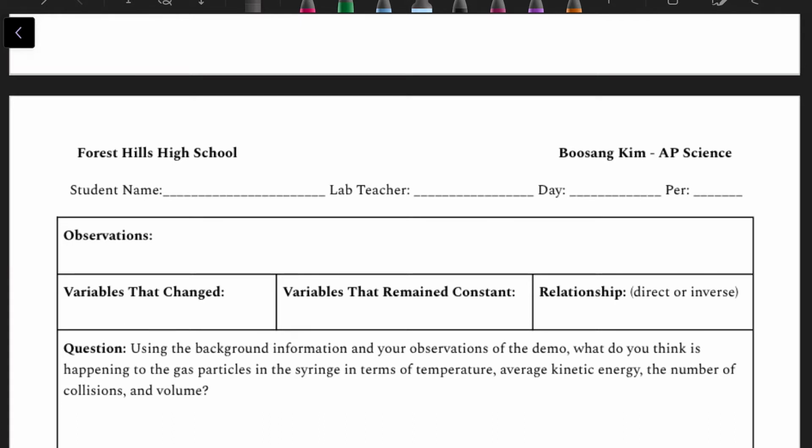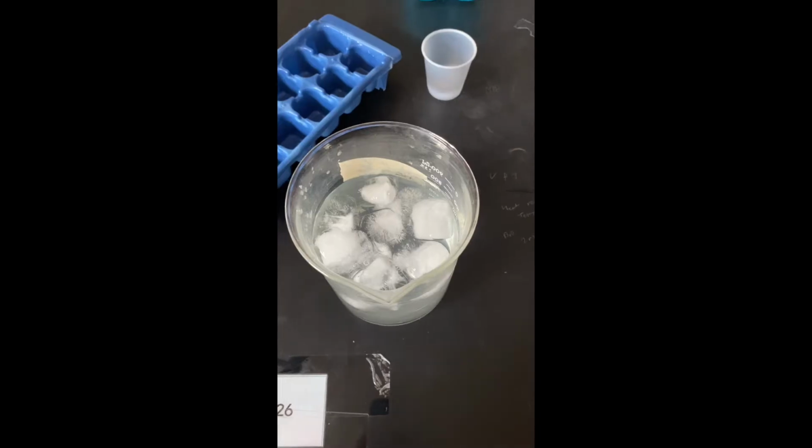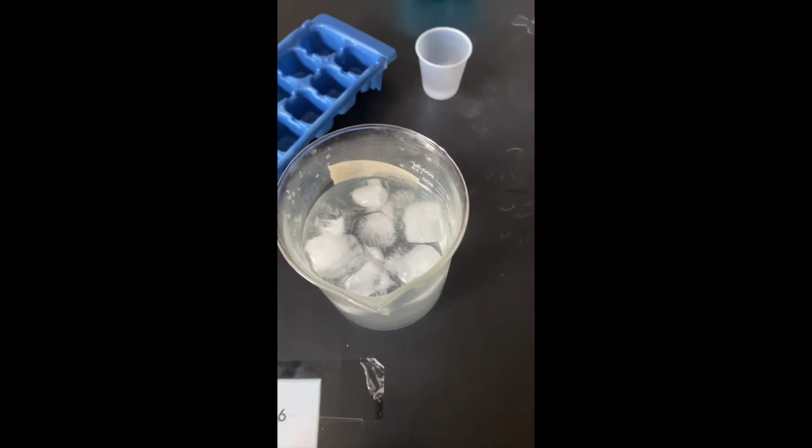Take note of variables that changed, variables that remain constant, and then the type of relationship that you have. Then you have a question based on all of your observations and your knowledge of that gas law. The next station is station 2, and it demonstrates the relationship between temperature and pressure.